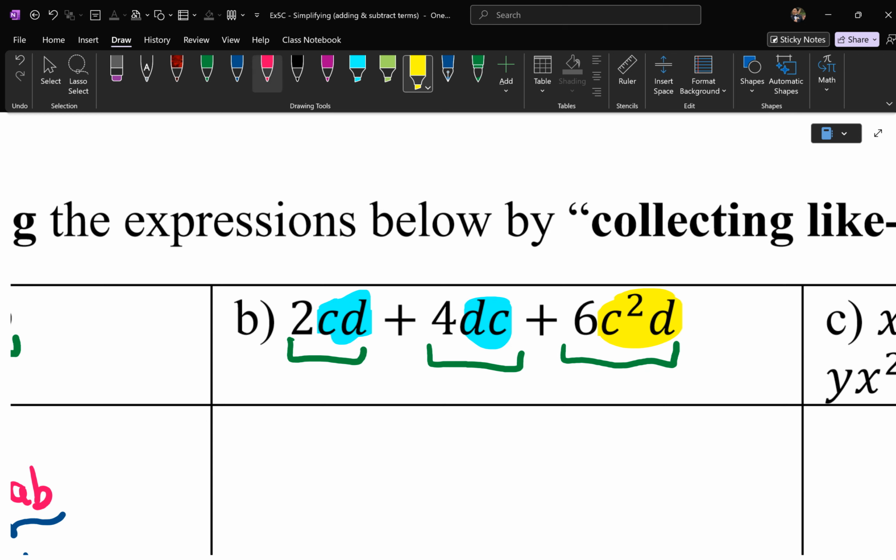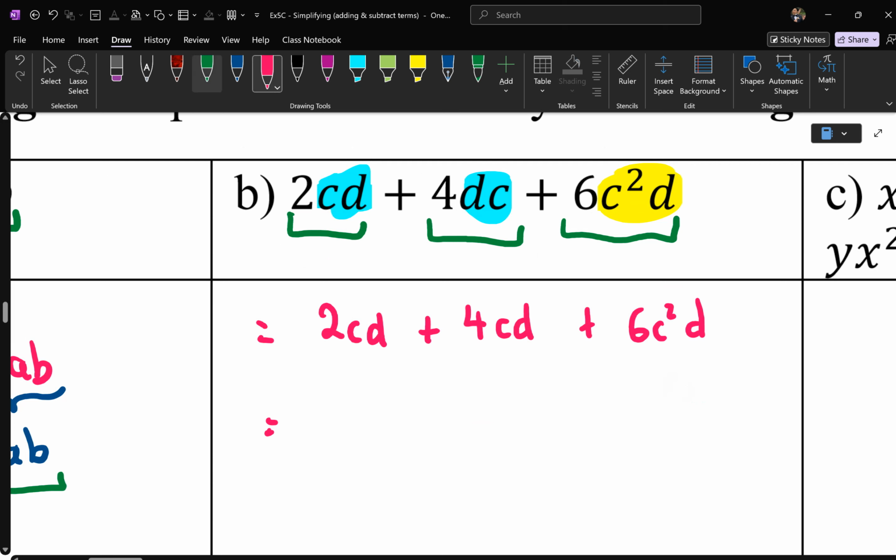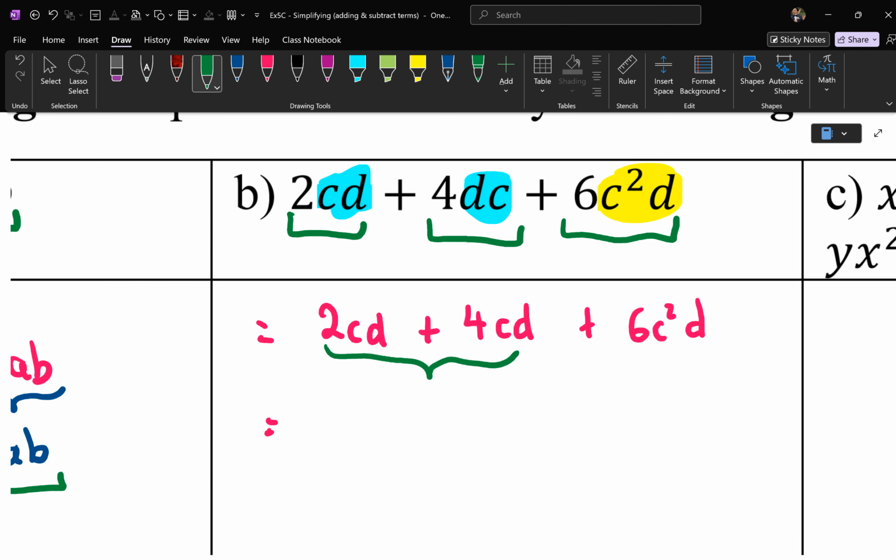So if you add them together, which groups can you group together? You can do 2CD plus, and I personally like to change that DC back to CD just to make it easier for you to see that they're actually the same. So 2CD plus 4CD plus 6C squared D. And those two you can add together. What's 2CD plus 4CD? Can I please have Leon? What's 2CD plus 4CD? 6 of these CDs. Very good. Plus 6C squared D.